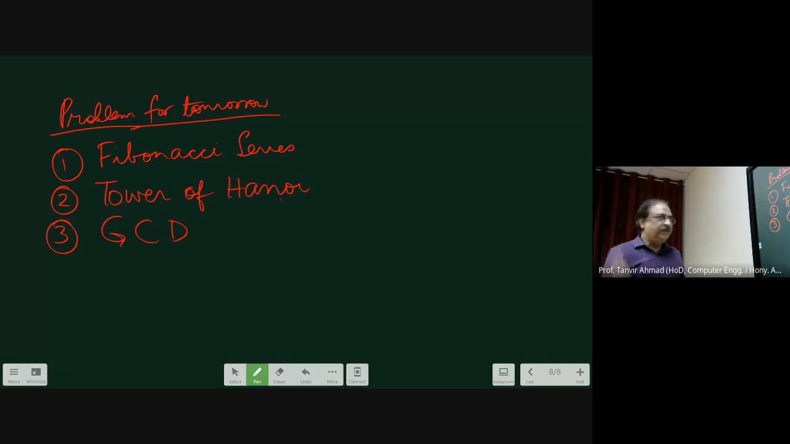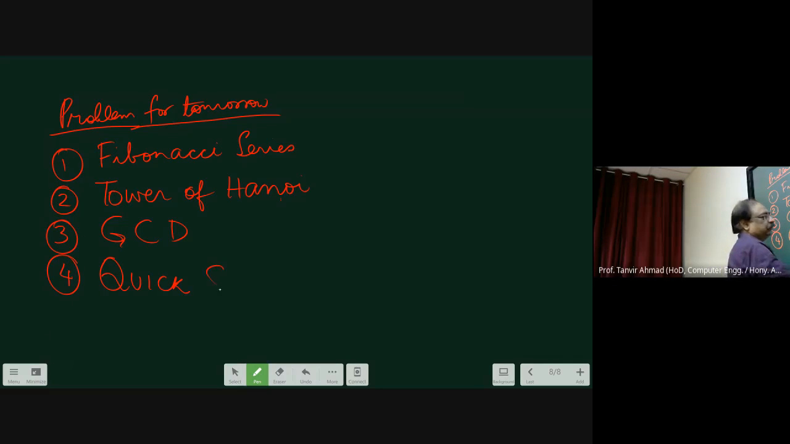Now, again, the problem which we'll discuss in the latter part, not tomorrow, is a very important algorithm you might know: Quicksort. Quicksort is a very, very good sorting algorithm. This also works with a recursive function. That means Quicksort can be solved using recursion.